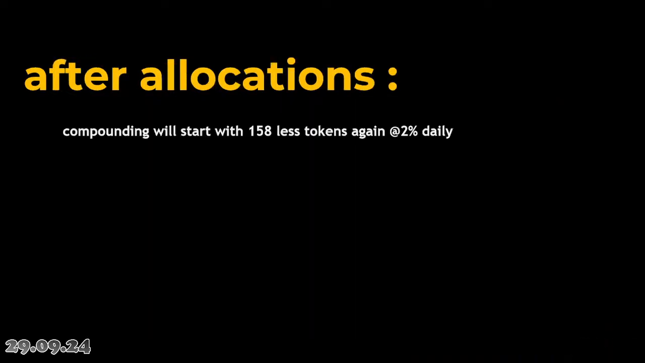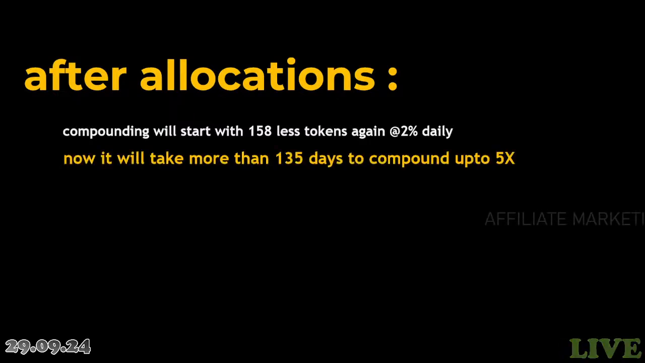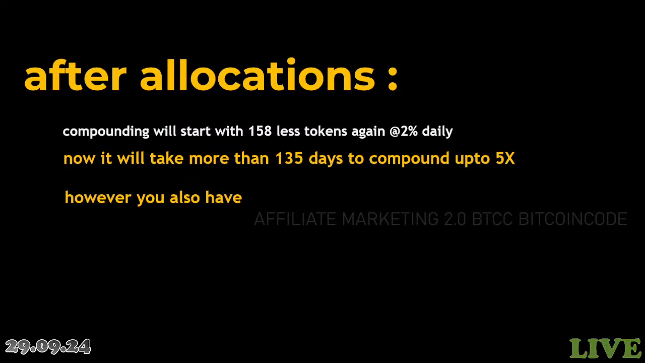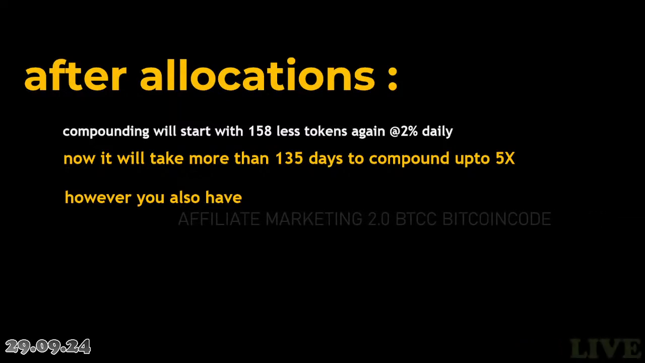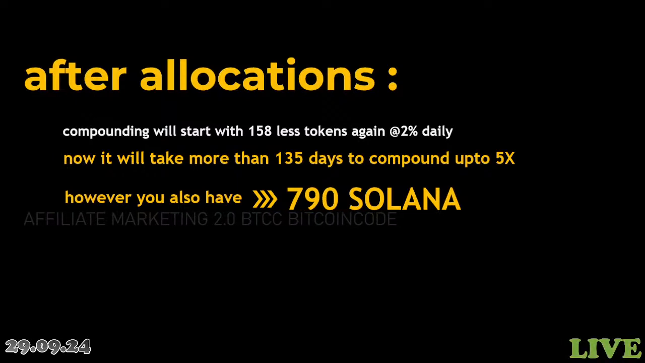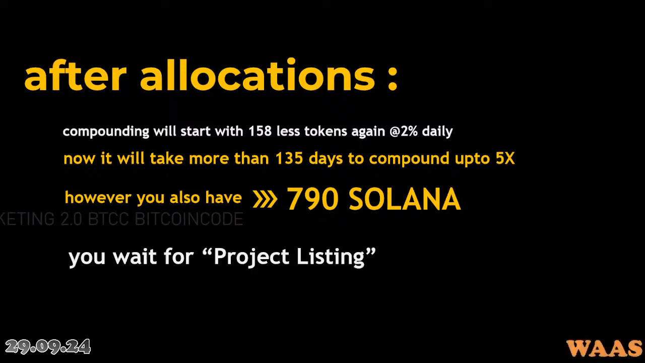All right. Now, after allocation, what will happen? Now that you have reduced tokens by 158 in value from the compounding, your 135 days, your 5x compounding, might take a little longer. So you might take a little longer than 135 days to compound up to 5x. But we have set aside that 350 vested capital, so your compounding is still going to continue. However, you also have 790 Solana with you, which you have swapped against the token 3.0, right? So now you wait for project listing.